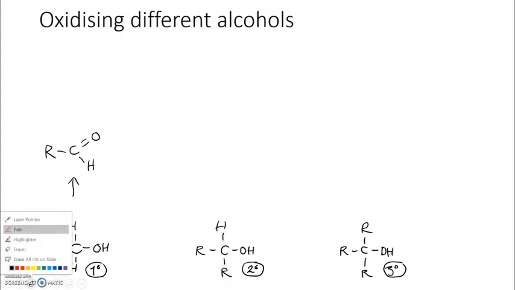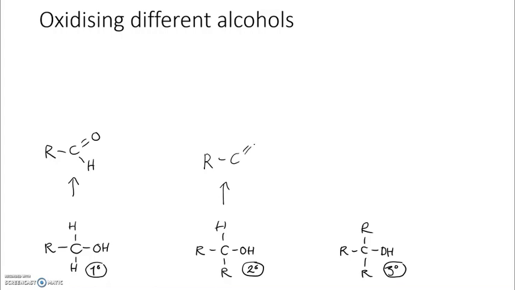A similar thing will happen when we attempt to oxidize a secondary alcohol. So in this case, we take off this hydrogen, and the hydroxyl functional group is replaced by that C double bond O carbonyl functional group.